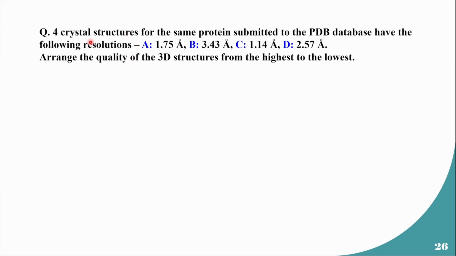Now, if you are asked, for example, that for the same protein, 4 different research groups have submitted 4 different PDB structures, and you have the different resolutions, for example, 1.75 angstrom, 3.43 angstrom, 1.14 angstrom, and 2.57 angstrom. If you are asked to arrange the quality of the 3D structures from highest to lowest based on the resolution, can anyone mention in the chat maybe what could be the order of arrangement here?